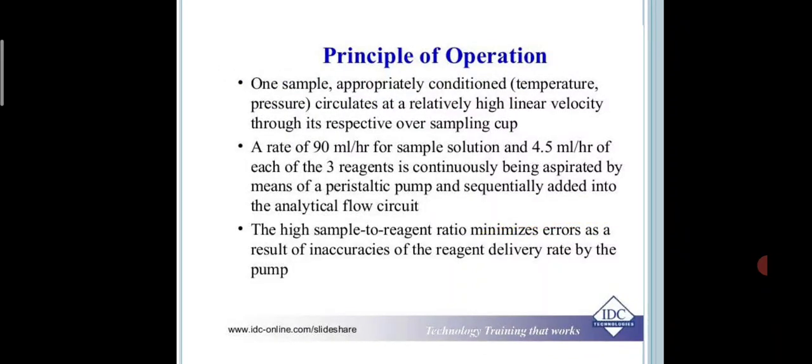The sample, appropriately conditioned, circulates at a relatively high linear velocity through its respective overflow sampling cup. A rate of 90 ml per hour for the sample solution and 4.5 ml per hour for each of the three reagents is continuously aspirated by means of a peristaltic pump and sequentially added into the analytical flow circuit. The high sample to reagent ratio minimizes error as a result of inaccuracies of reagent delivery rate by the pump.